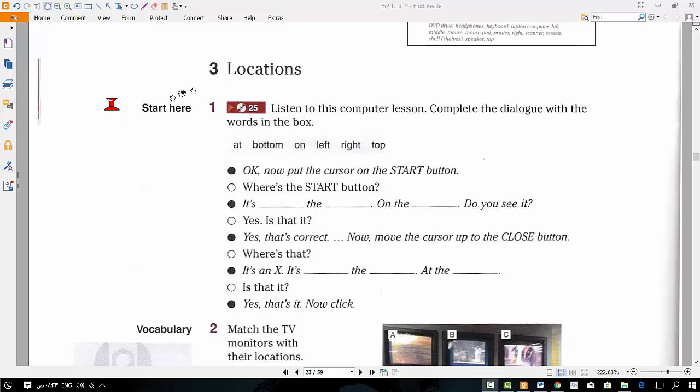Lesson 3. Locations. Start here. Listen to this computer lesson. Complete the dialogue with the words in the box. These words: at, bottom, on, left, right, top.